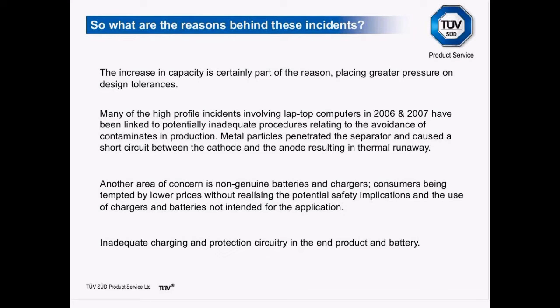Also, as I mentioned before, protection circuitry is very important on lithium-ion batteries. So sometimes it can be caused by inadequate charging or protection circuitry, either in the end product itself or the actual battery.